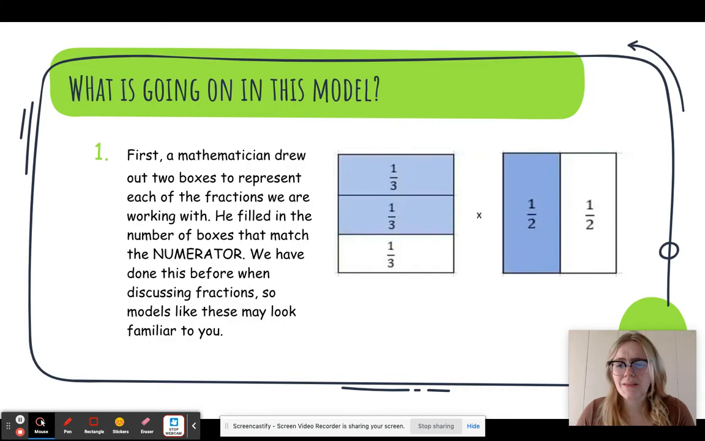So what's going on in this model? A mathematician drew out two boxes to represent each of the fractions we are working with. The first one, partitioned into 3, represents the thirds fraction. 2 of the 3 sections are filled in. That represents 2/3. And we can see the same is done with the halves box, the halves rectangle. And we've done models like this before, so they might look familiar to you. So we're using these models to represent the fractions being multiplied.